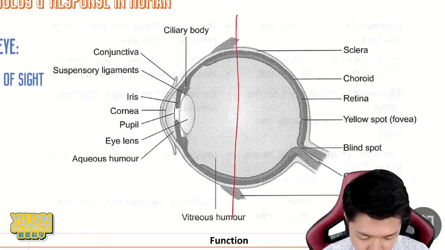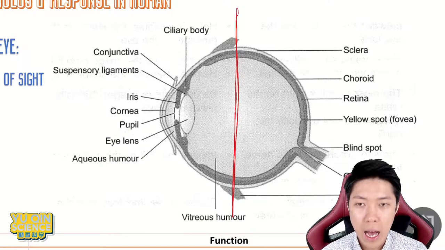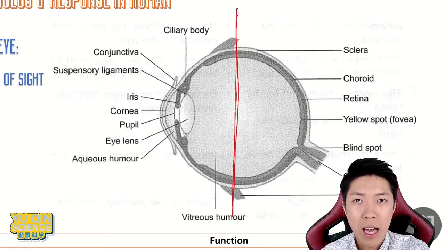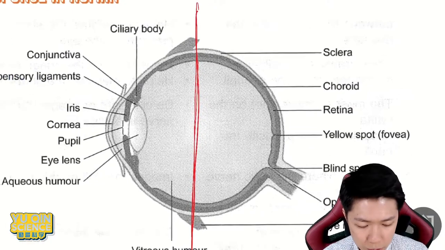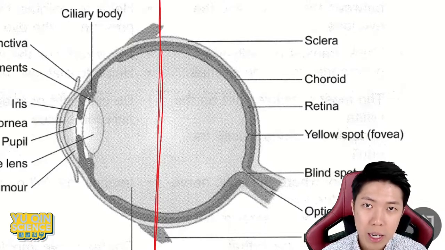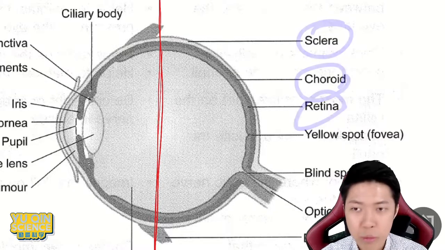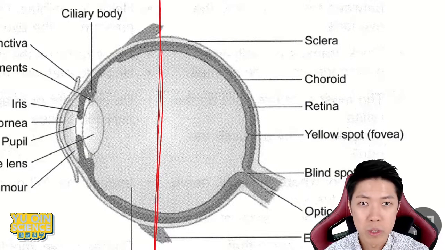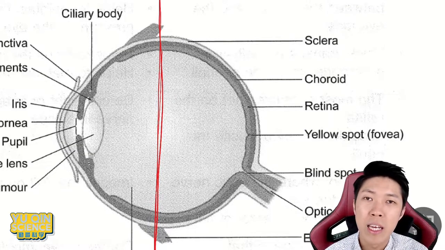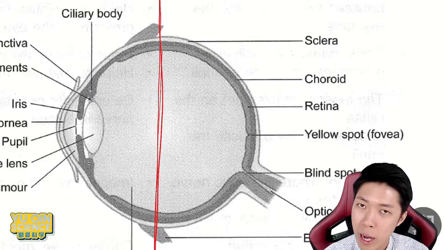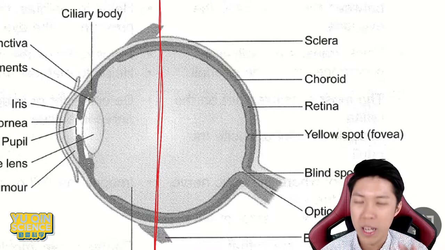I'll cut the eye into half, right? The front part and the back part. So I would like to start with the back part, and actually we will have three layers. So we start off with a very simple sequence, which is three layers. Okay, there are three layers at the back of the eye. I mean, throughout the whole eye, but we're doing the back of the eye, so three layers.